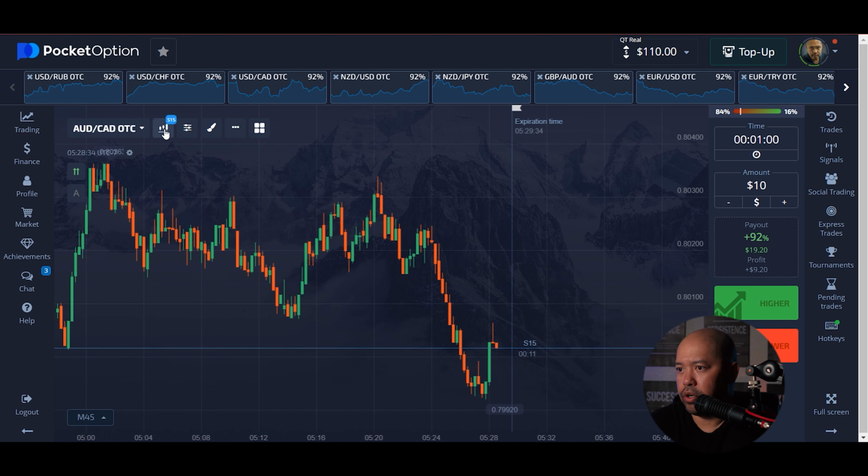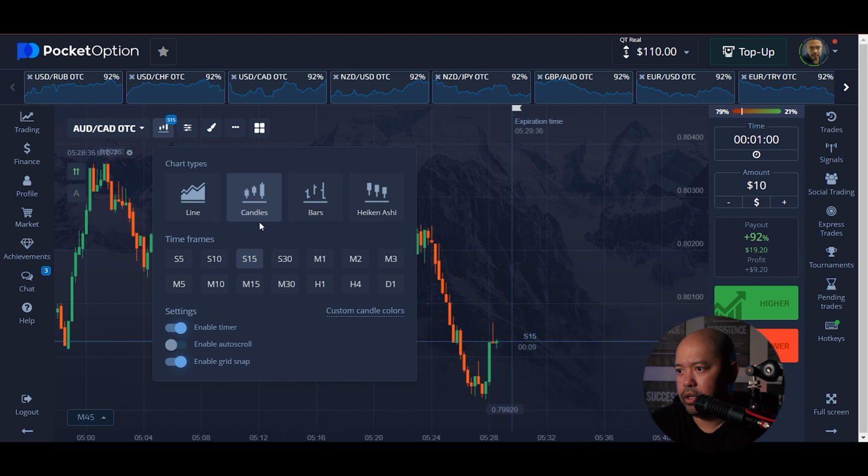Okay, we're going to use candlesticks. Go to the candlesticks button here. Candles, make sure it's at 15 seconds, and then enable timer, disable auto scroll. That's just a preference. You can turn that on if you want. Enable grid snap.